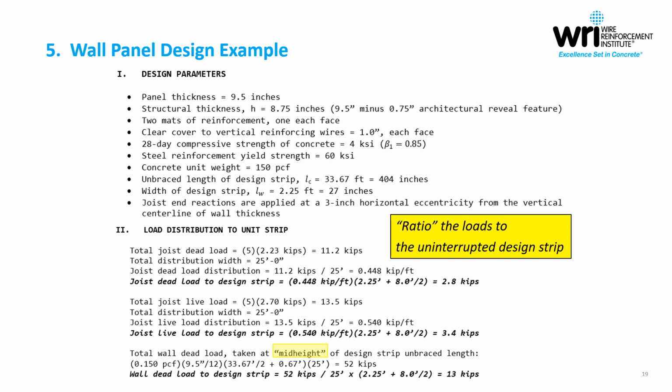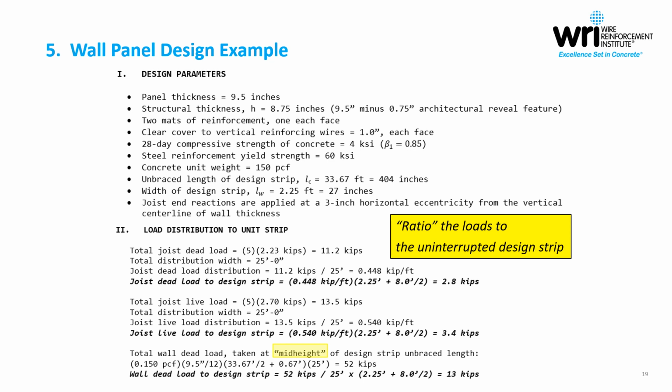And we are starting calculations here with the steel reinforcement yield strength of 60 ksi. Concrete unit weight, this is normal weight concrete, so it would be 150 pounds per cubic foot. The unbraced length of the design strip, which we mentioned earlier, is 33'8", and the width of that design strip is 27 inches. Note that the joist end reactions are applied at a 3-inch horizontal eccentricity from the vertical centerline of the wall, so that's going to create a little bit of a flexural component at the top of the wall.